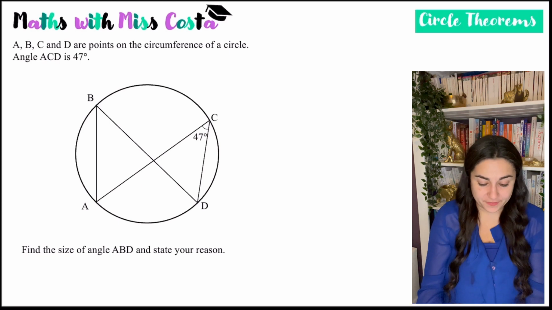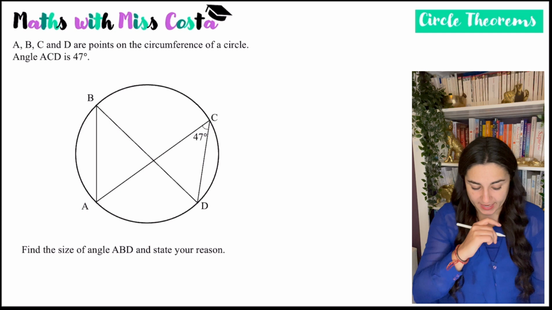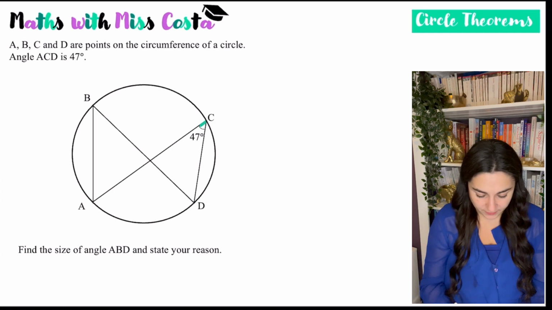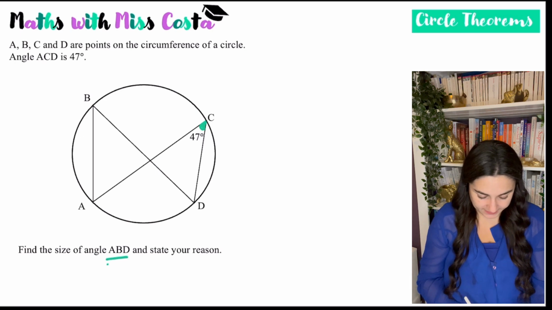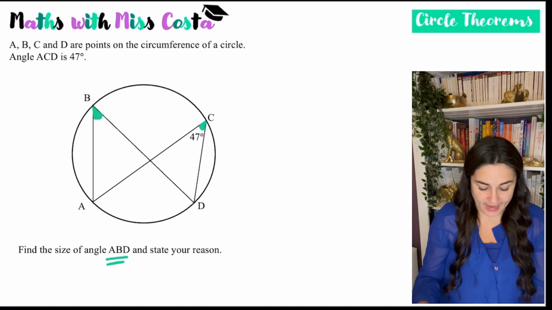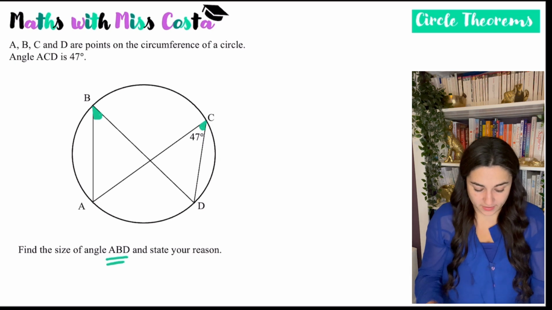Okay, so here I have a question on circle theorems. I'm told that A, B, C and D are points on the circumference of the circle, and angle ACD over here is 47 degrees. I need to work out the size of angle ABD. Okay, so this is a simple one: angles subtended at the circumference by the same arc are equal.